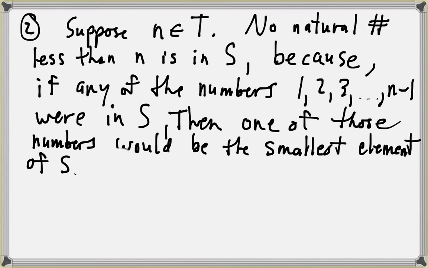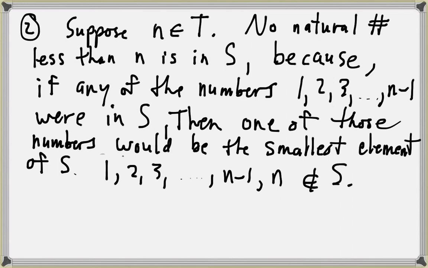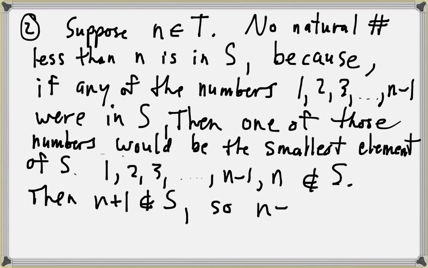So what we have so far is that 1, 2, 3, all the way up to N minus 1 and N are not in S. Then N plus 1 is not in S, otherwise it would be the smallest element. So n plus 1 must be in T.